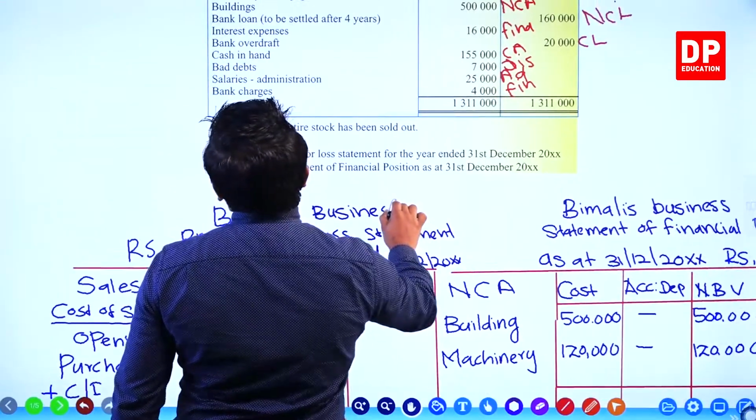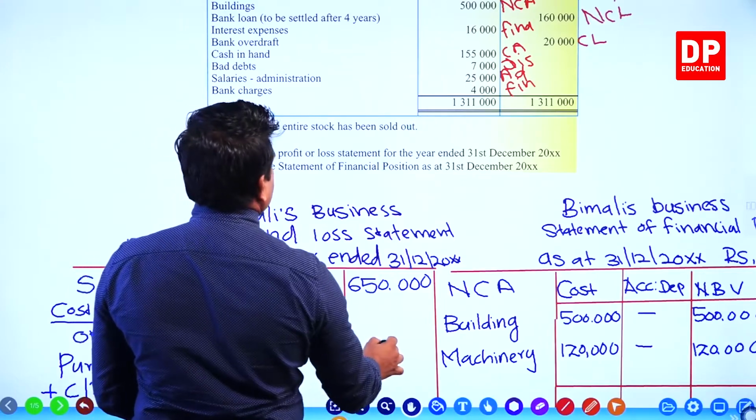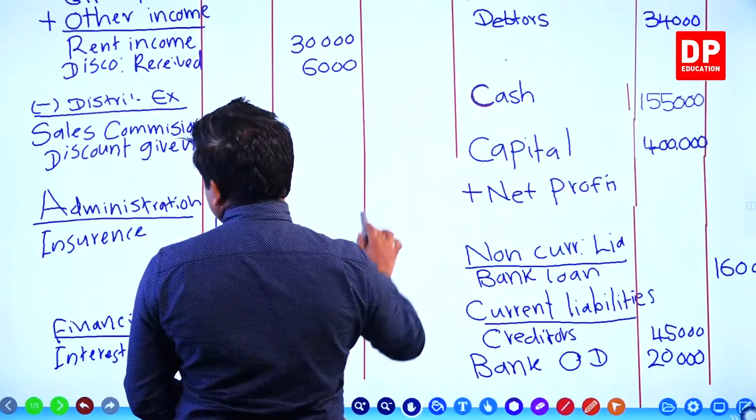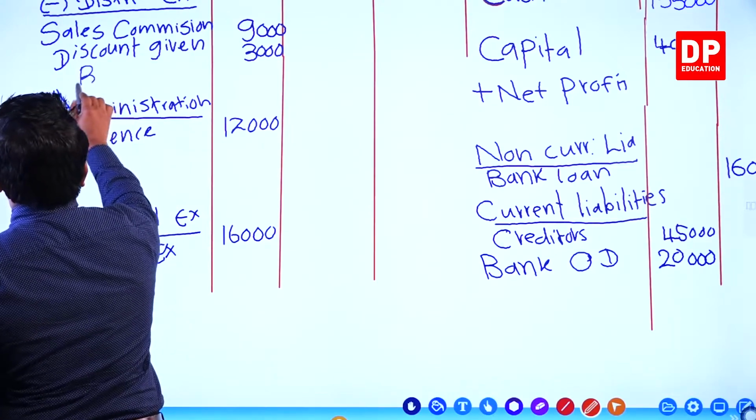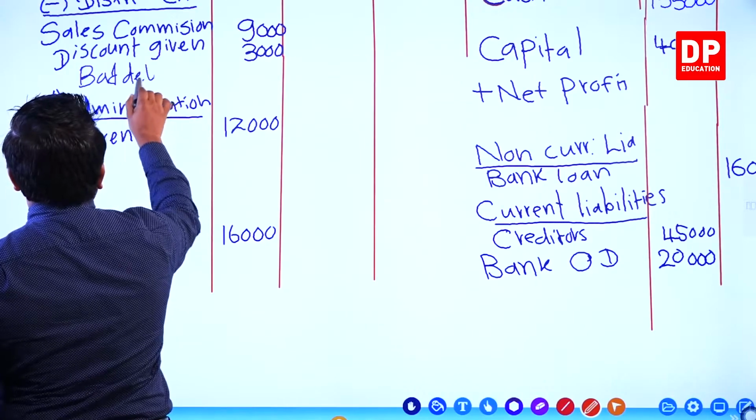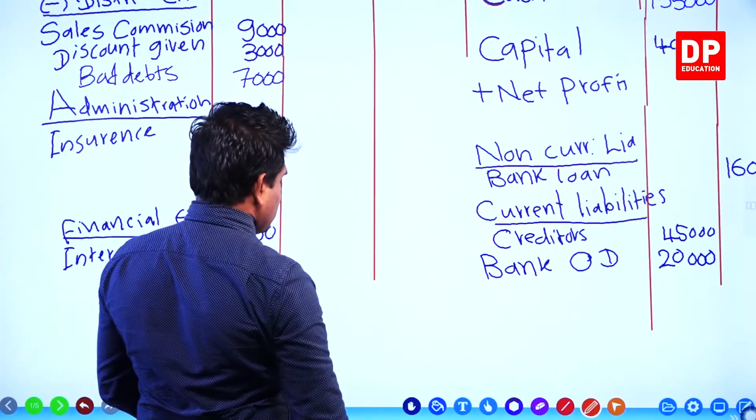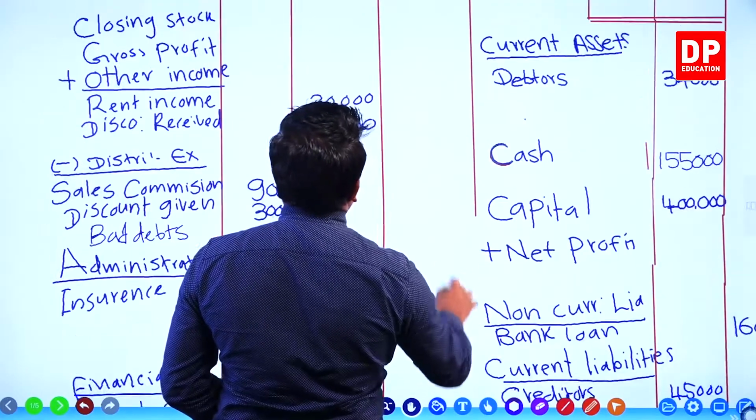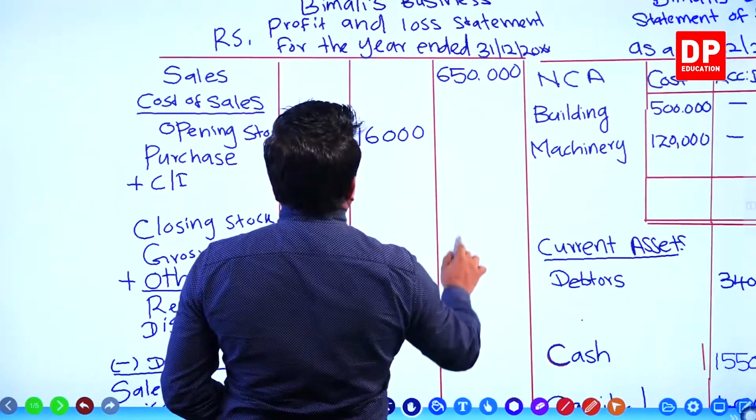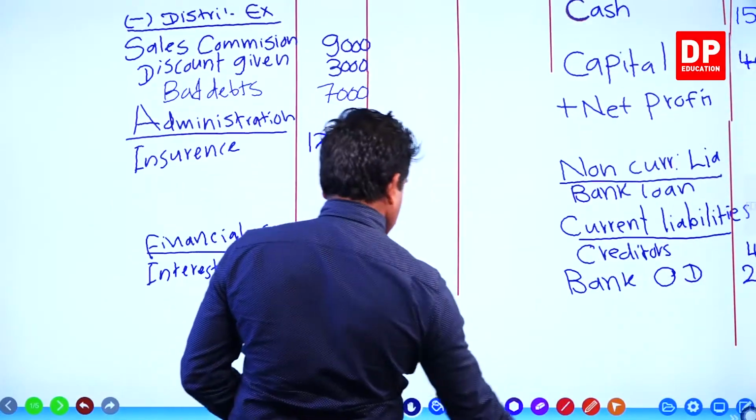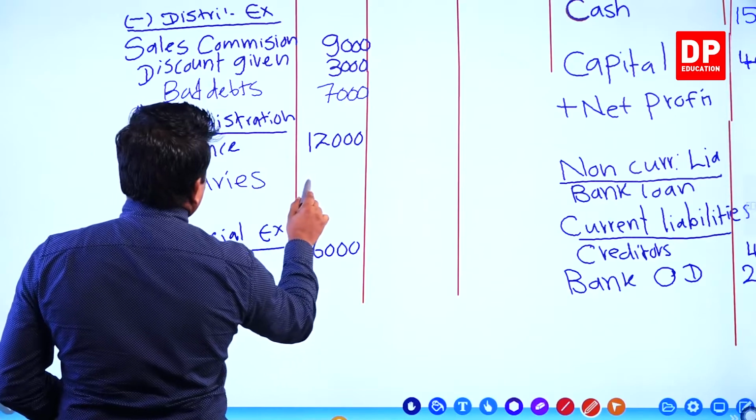Next one. Cash in hand 155,000. Okay. Bad debts how much? 7,000. Salaries 25,000. Bad debt 7,000. Where do we write bad debts? Under the distribution expenses. Bad debts 7,000. Salaries, how much is the salary? 25,000. Salary is 25,000. Where do we put it? Under the administration. Salaries 25,000.